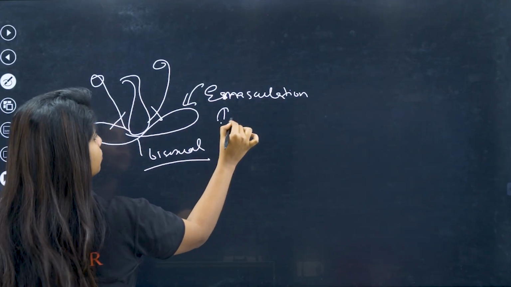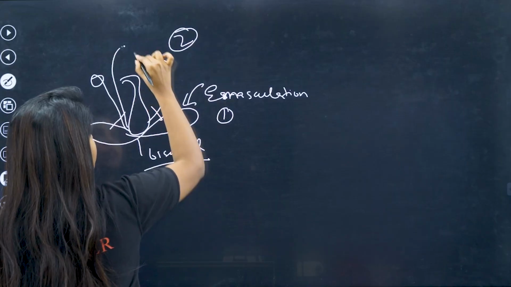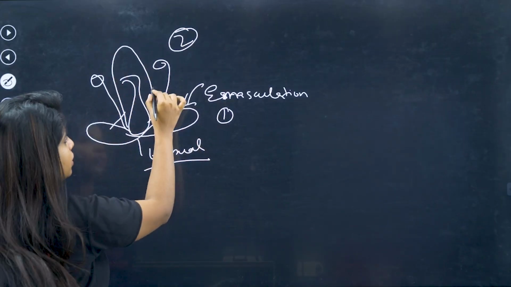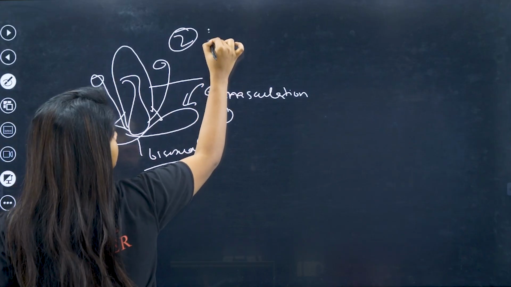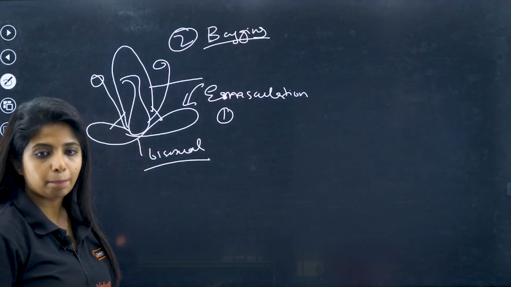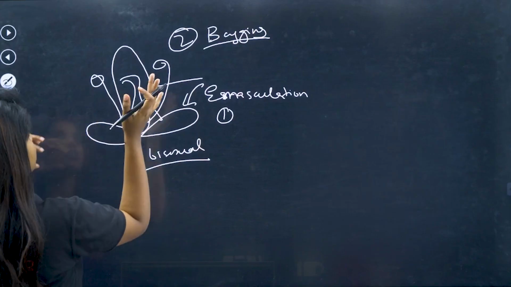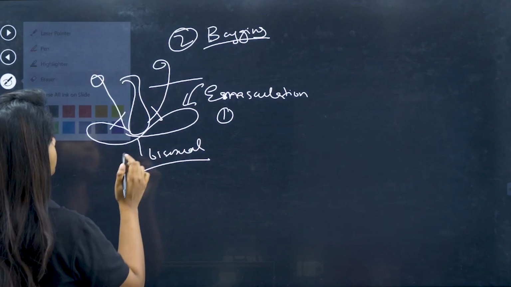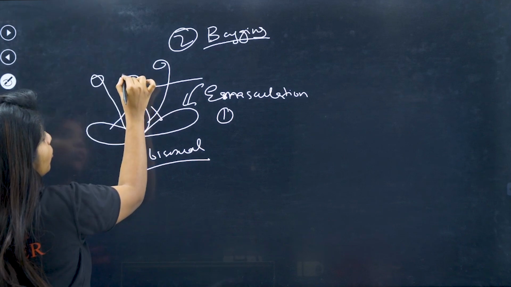The second step that you need to do is that you have to cover this stigma or the whole thing. Why? Because you don't want any pollen grains to come over here. And also you want to wait such that it becomes receptive. Now this is known as bagging. Now after bagging, my dear children, you will remove the bag. Whenever the stigma is receptive, you will remove the bag and you will put the desired pollen grains out here.